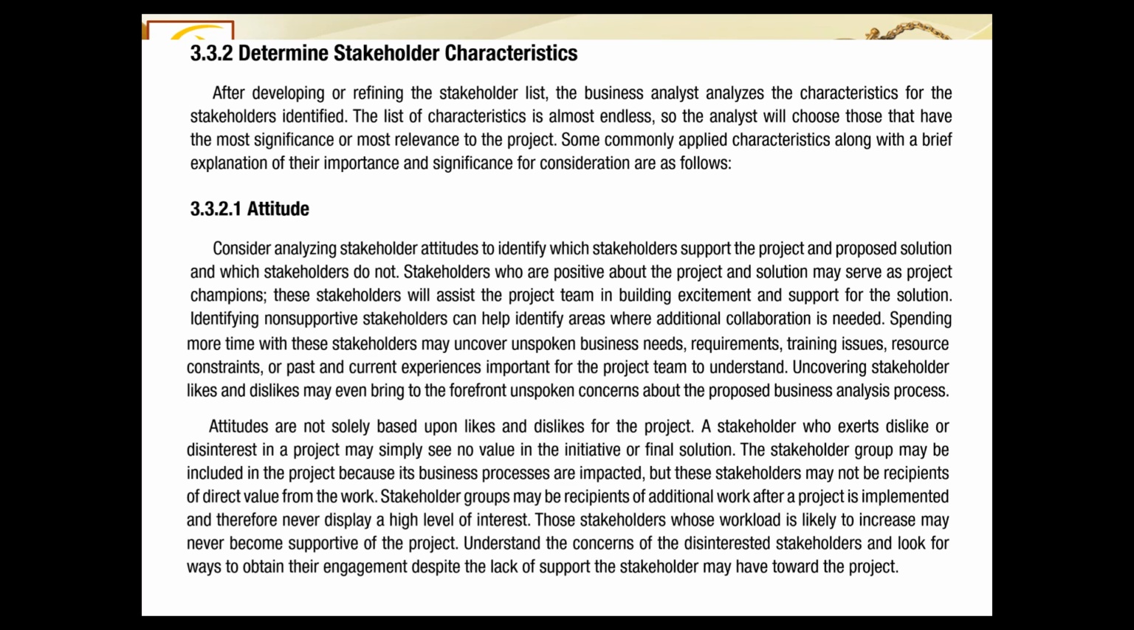Attitudes are not solely based upon likes and dislikes. A stakeholder who exerts dislike or disinterest in a project may simply see no value in the initiative or final solution. A stakeholder group may be included in the project because its business processes are impacted, but these stakeholders may not be recipients of direct value from the project. A stakeholder group may be the recipient of additional work after a project is implemented and therefore never display a high level of interest. These stakeholders whose workload is likely to increase may never become supportive of the project. Understand the concerns of the disinterested stakeholders and look for ways to obtain their engagement despite the lack of support the stakeholder may have towards the project. So you have to be a little bit of a psychologist. You have to understand the psychology of these stakeholders and you have to deal with them accordingly.